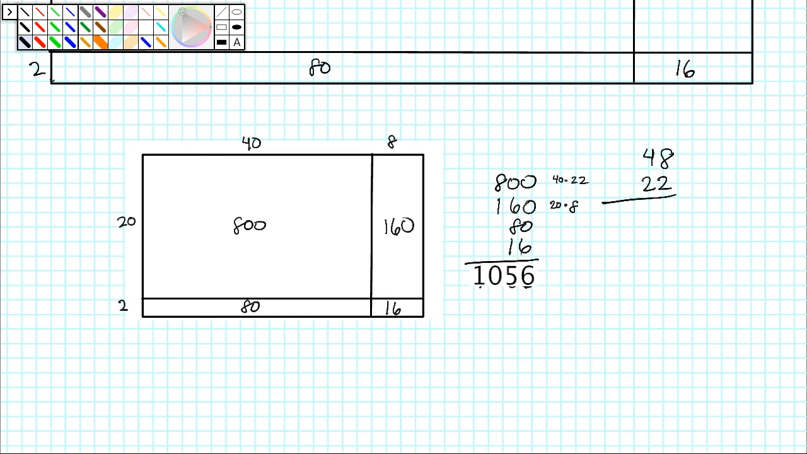This one is 2 times 40, which is these two multiplied. And this one is 2 times 8, which is, of course, these two multiplied. Okay, so I'm going to do this. I'm going to go kind of the most often taught way, which is to go right to left.